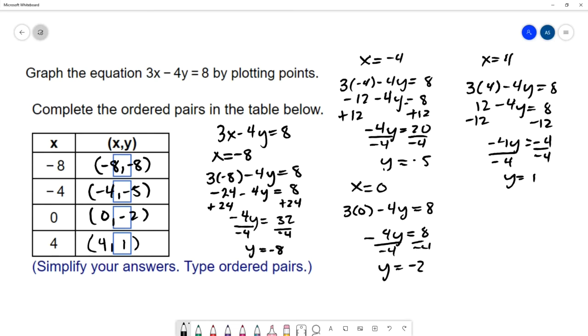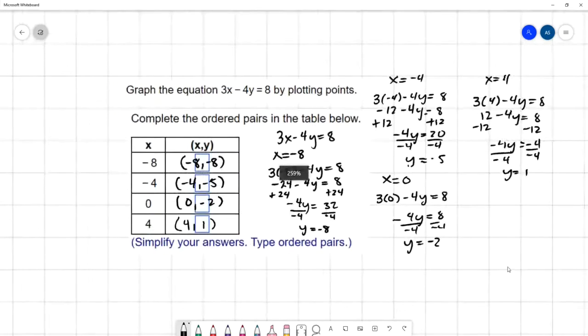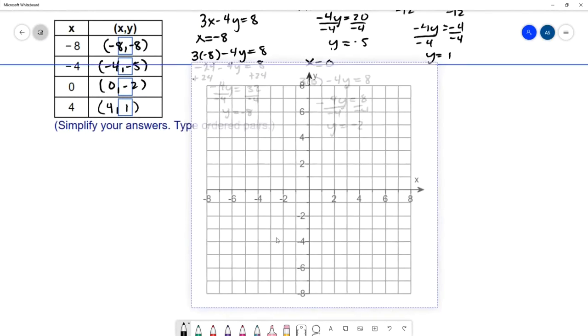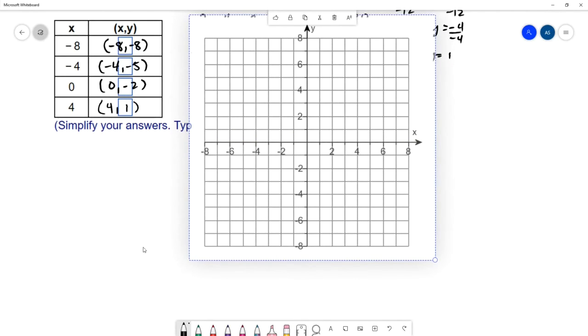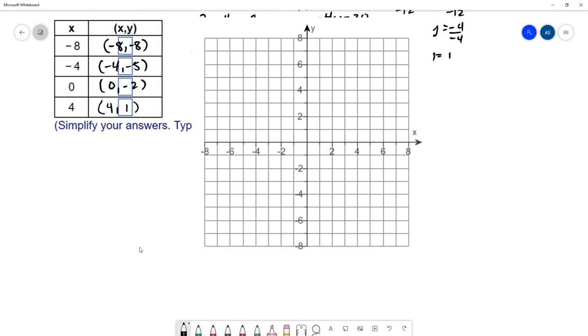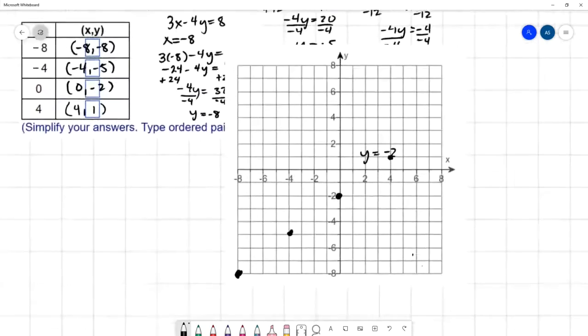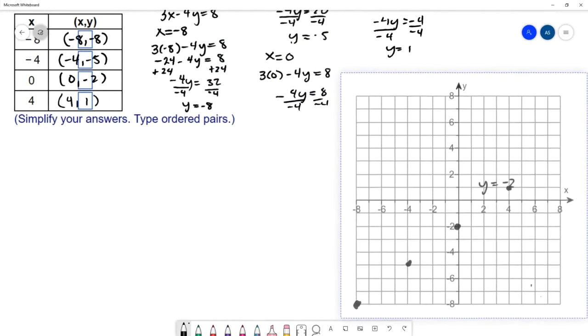So then we want to take these ordered pairs and plot them on our graph. So let's plot those ordered pairs of negative 8, negative 8, negative 4, negative 5, 0, negative 2, and 4, 1. Just going to move this so it's not covering up everything.